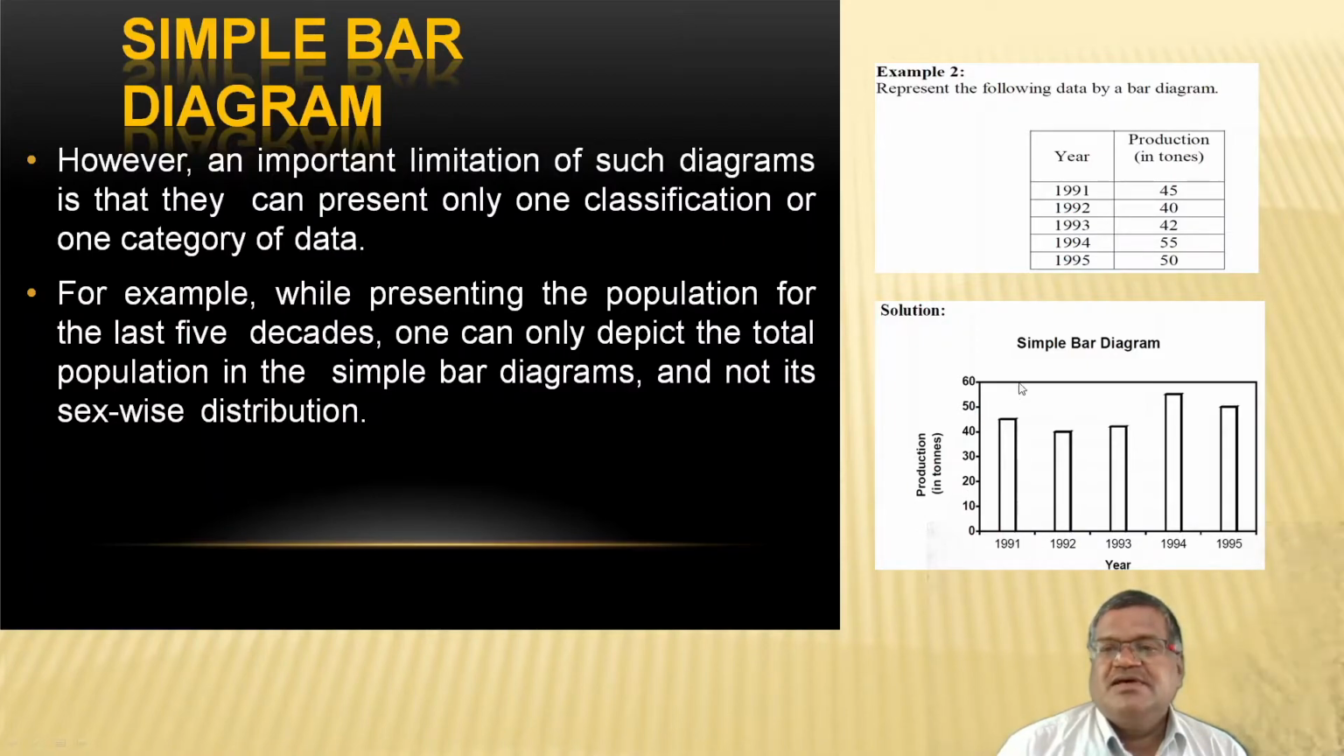Look here, represent the following data by a bar diagram. Year 1991, production 45 tons; 92, 40 tons; 93, 42 tons; 94, 55 tons; 95, 50 tons. Look here, in 1991 the production we can represent in the form of a simple bar diagram.